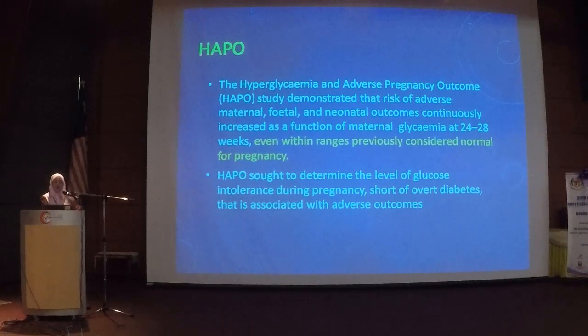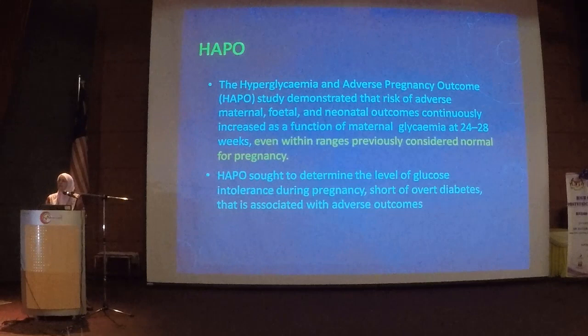So, what is HAPO and how did this new guideline come about? All of you have heard of HAPO, right? It's hyperglycemia and adverse pregnancy outcome. They studied about 23,000 pregnant subjects, mother and child, from the year 2000 right up to 2006. And after analysis, they produced the paper in 2008.